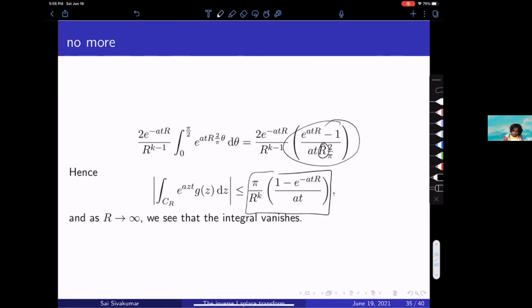And so, right, this extra r, I said, was going to come out, and it did, and that's nice. So now k can be just greater than 0. It can be between 0 and 1. So that's fine. So indeed, if you take r to be very big, then this thing vanishes. The integral over the semicircular arc just goes away.